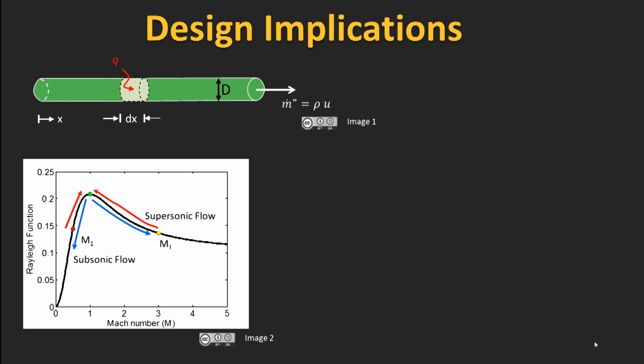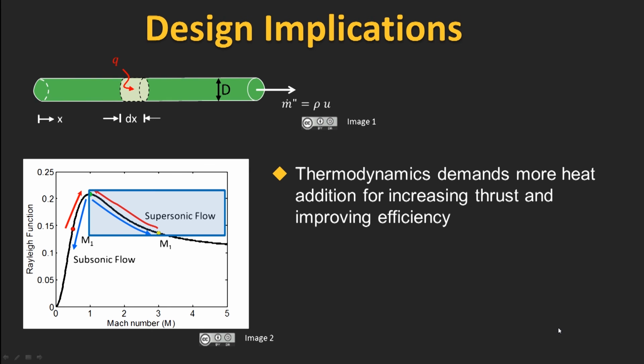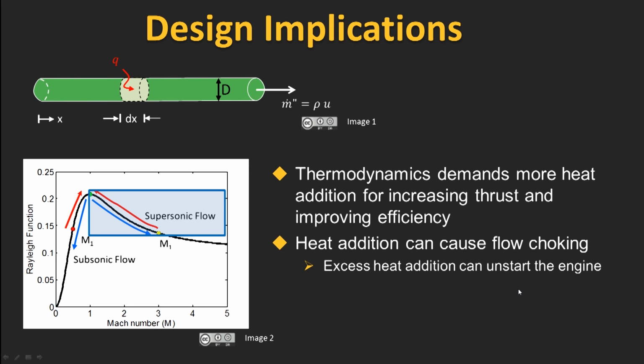Having understood that adding heat to the flow is going to cause the stagnation temperature to increase, but unfortunately cause the stagnation pressure to decrease, let us see if there are any other design implications. First, we know from thermodynamics that more heat addition will increase the thrust as well as improve the efficiency. However, we also know that heat addition on the supersonic branch will cause the Mach number to reduce and eventually cause the flow to choke, reaching Mach number equals 1. Therefore, the main design implication that excess heat addition poses to our combustor and the engine as a whole is that the engine can unstart because of the flow choking.